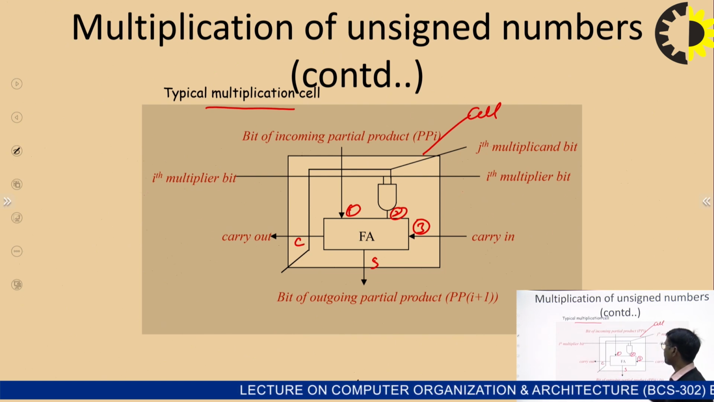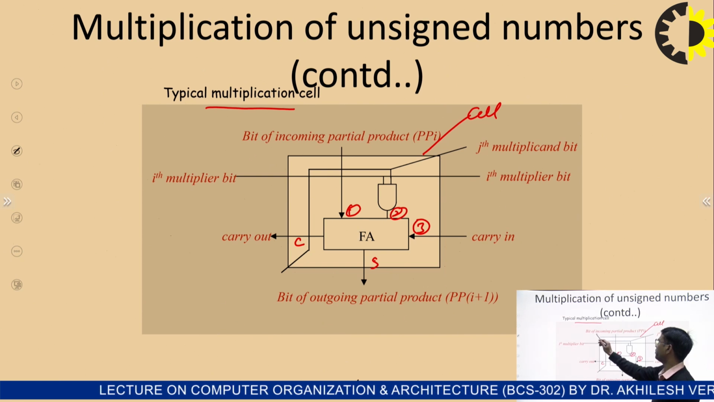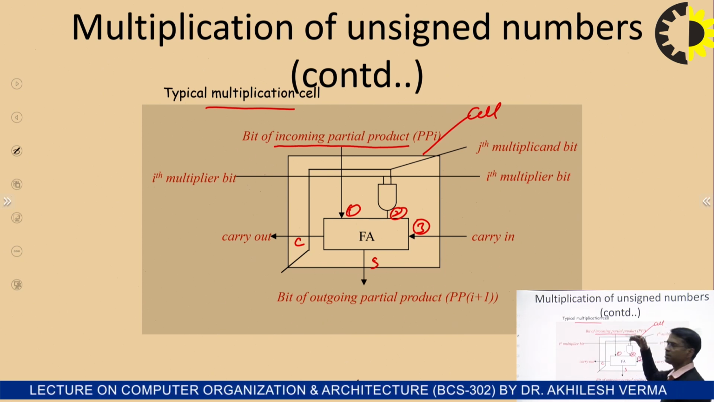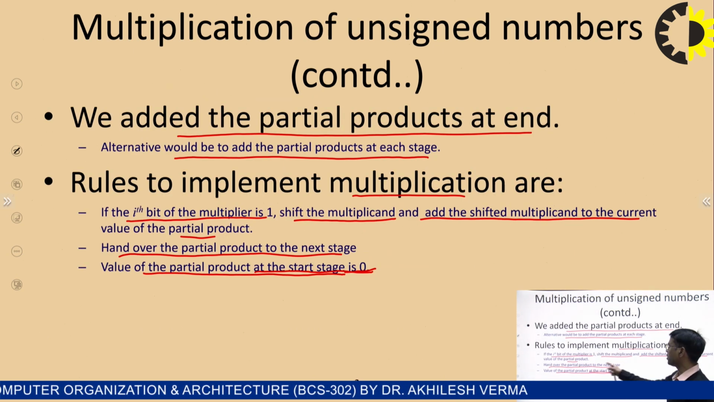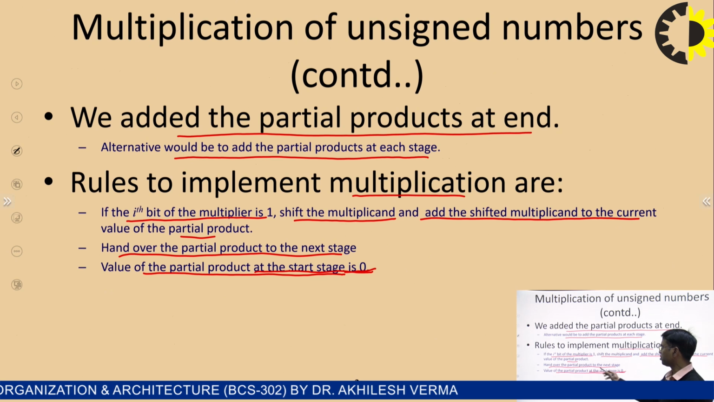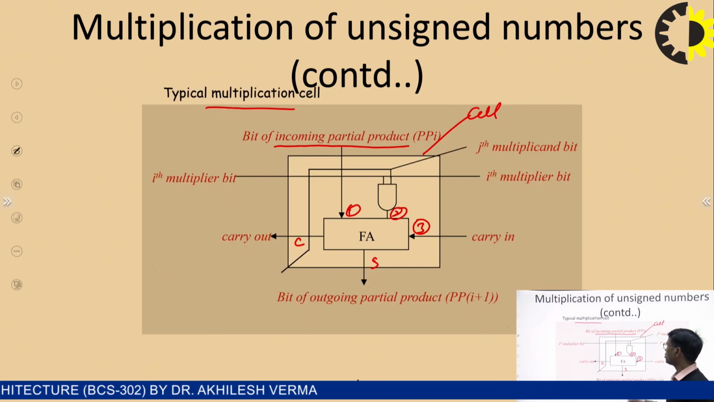Now, see, the first input is a bit of the incoming partial product, that is the previous one. So, we are using the approach of handing over the partial product to the next stage. The previous partial product is coming from the previous cell.